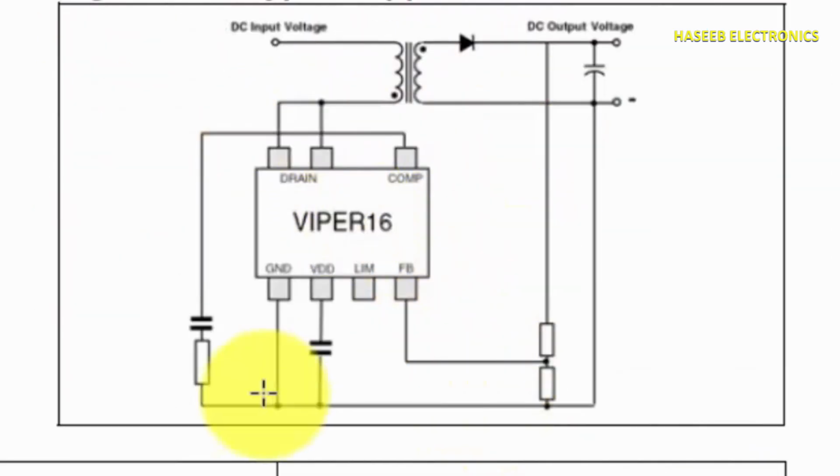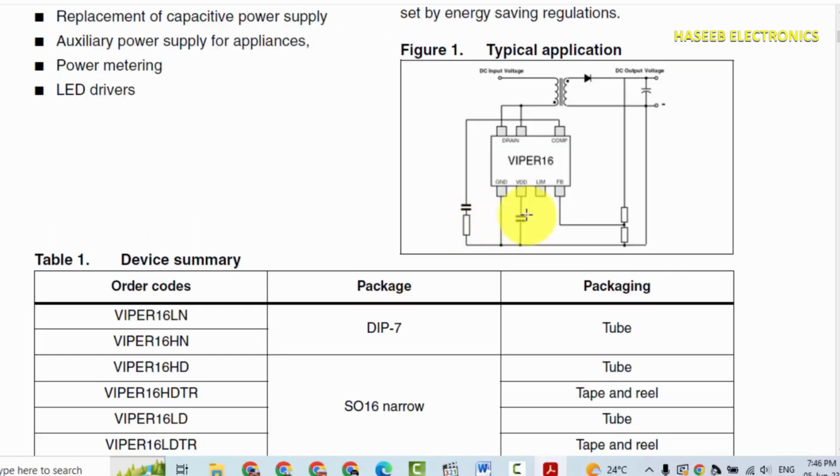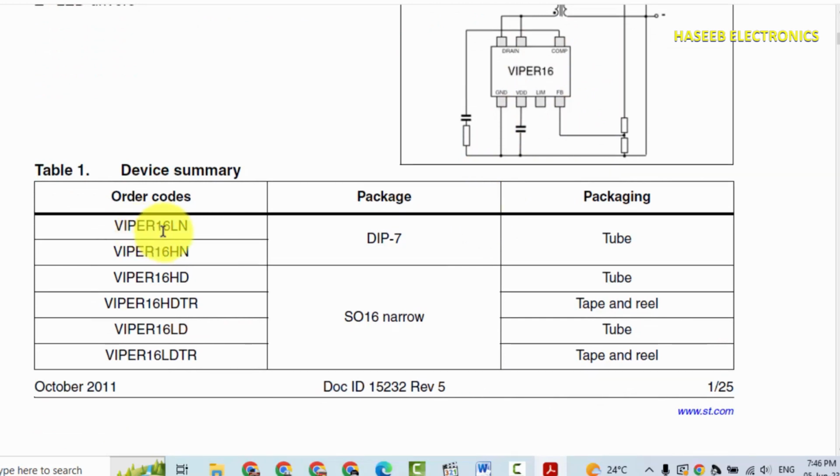And here is the typical application circuit. This IC doesn't need too many components. Only a few components are used and it starts switching. Viper16LN, that is DIP 7. Viper16HN, that is also DIP 7. 7 pin DIP. LN will work at 60 kHz and this one will work at 115 kHz. The same here, HD, HDTR, 16LD, 16LDTR.